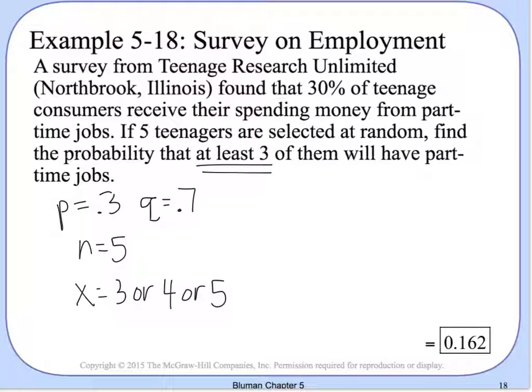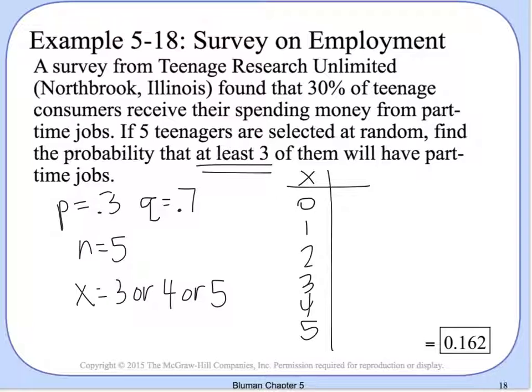Now, I'm going to go back to my distribution, what it would look like. We have x values, and the x values are going to start at 0 because none of them could have a job, or one of them, or two of them, or three of them, or four of them, or all 5 of them, right? Now remember, only 30% have part-time jobs.